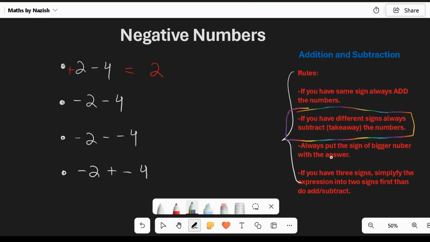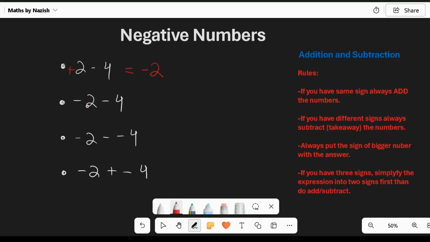And then if you focus on the third rule, it says always put the sign of the bigger number with the answer, right? So this means with the answer, I'm going to put the sign of the bigger number. The bigger number in this case is 4, and the 4 has a negative sign. So my answer is going to be negative 2.